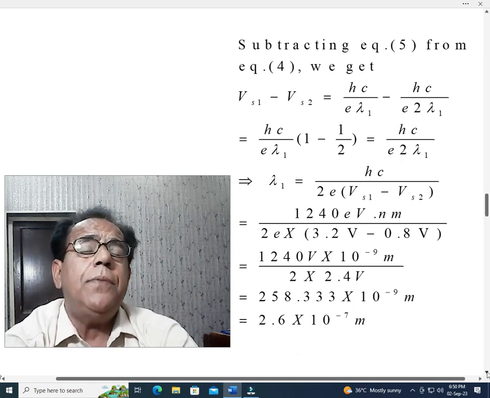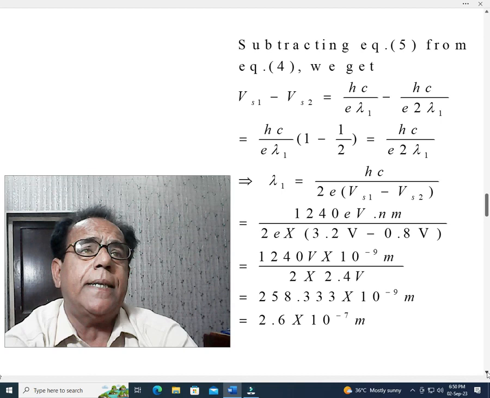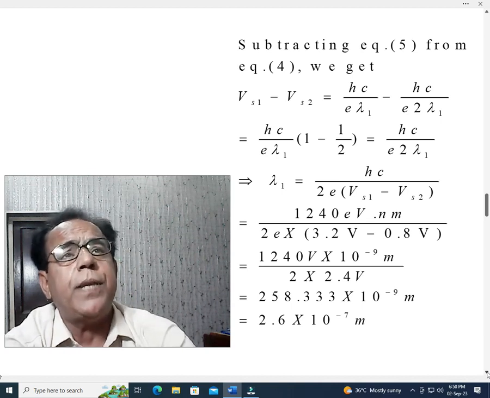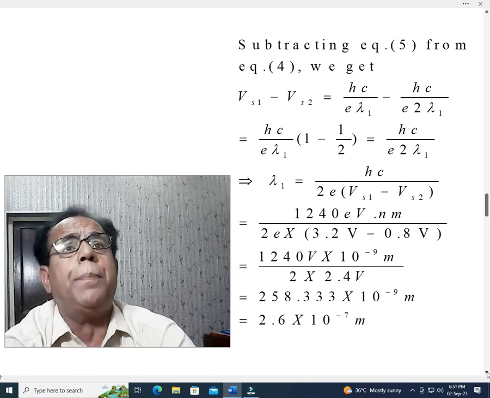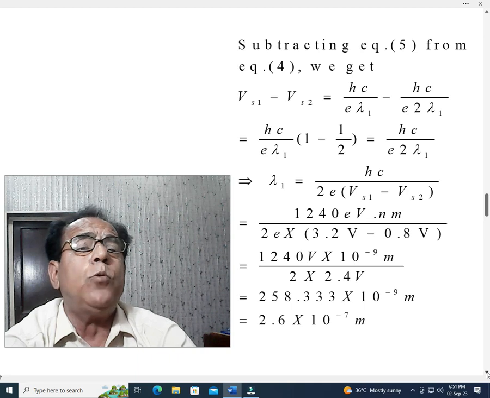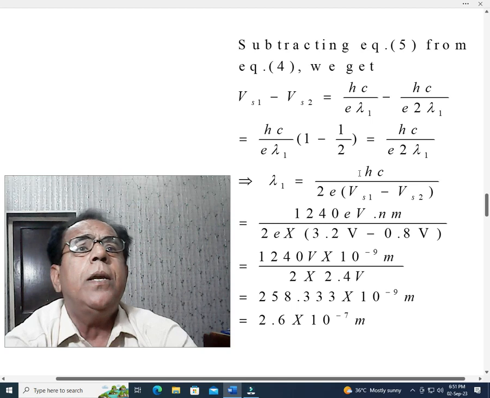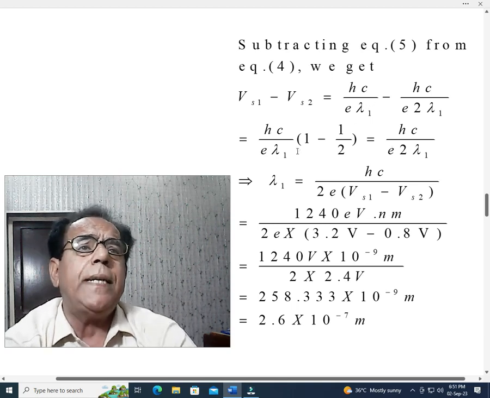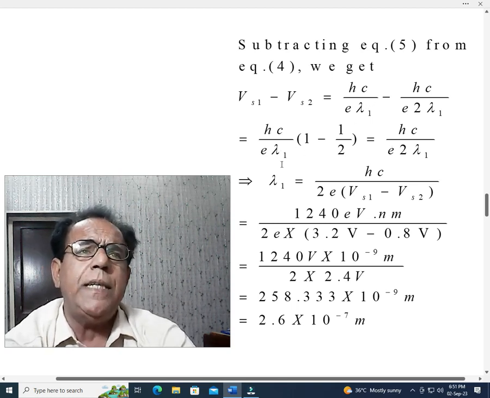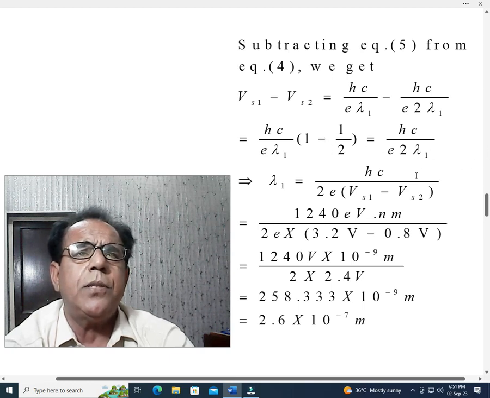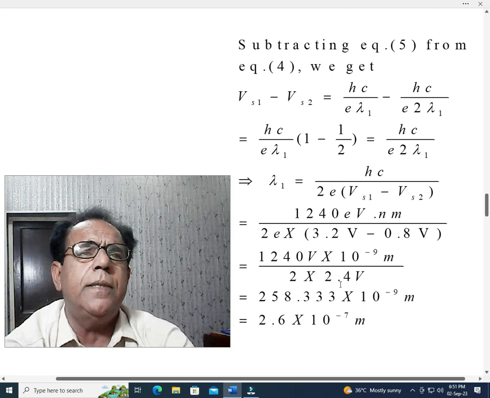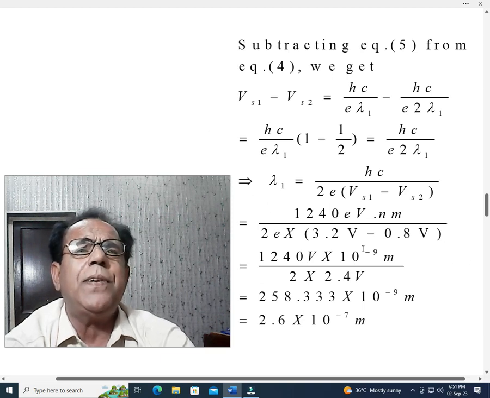Subtracting equation number 5 from equation number 4, we get the stopping potential of the first radiation minus the stopping potential of the second radiation equal to hc over e lambda 1 minus hc over e 2 lambda 1. Here lambda 2 does not appear; in place of lambda 2, 2 lambda 1 appears. Now we will take hc over e lambda 1 common and it becomes 1 minus 1 by 2. This becomes equal to this. Just simplification.